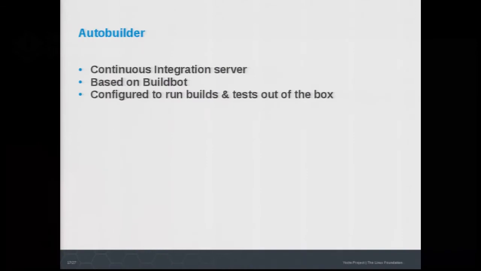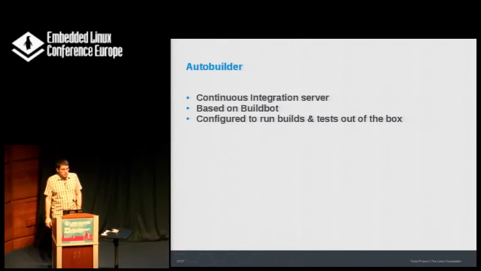So the next one that's worth highlighting is actually our auto builder. So not only do we actually use the auto builder ourselves to run our builds and do our releases and our regular continuous integration, you can actually download this yourself. It comes out of the box ready to run builds, run the tests, and you can use it for your own purposes. And it's based on BuildBot, so it's pretty straightforward, a sort of standard piece of software, and you can customize it as you need it.